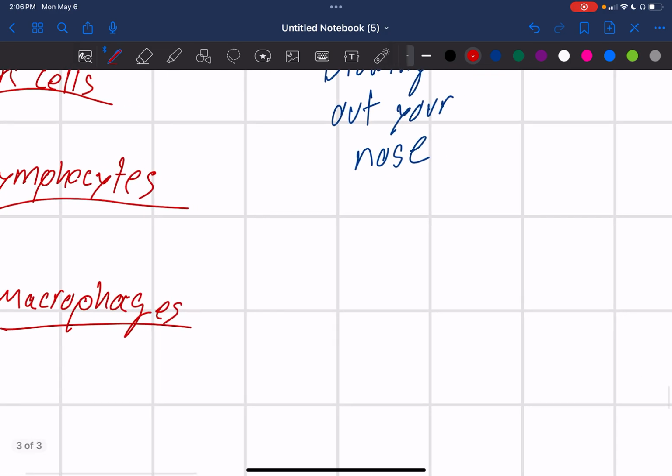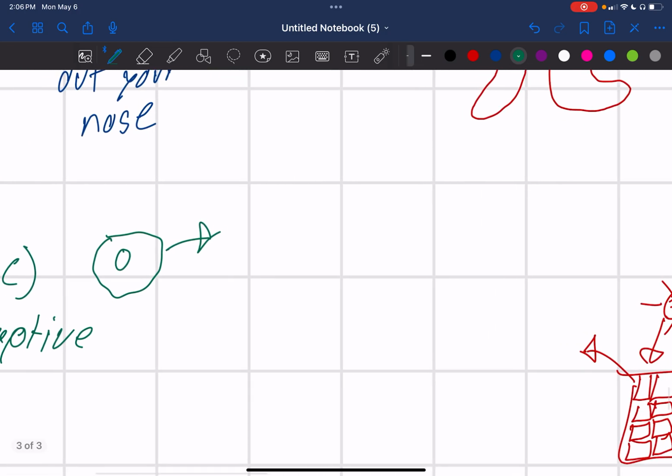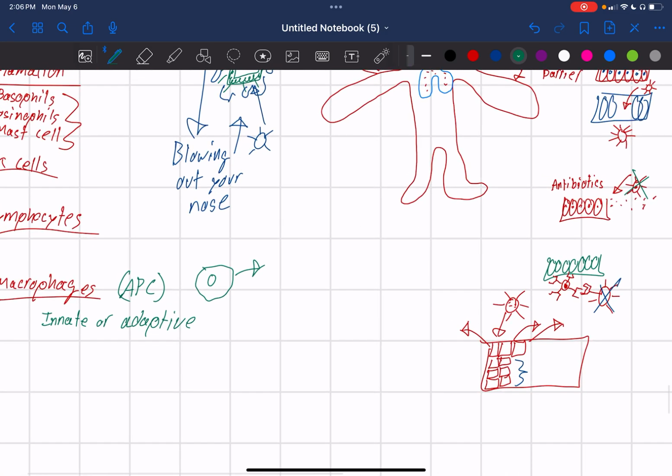So these macrophages essentially play a role in both types of our immune system. They can be either innate or adaptive. These macrophages can also be known as antigen-presenting cells. Whenever a pathogen comes into our body, these antigen-presenting cells can trap them and present them to the security's office, otherwise known as the lymph node or the cell, so they can then be processed and eliminated properly.